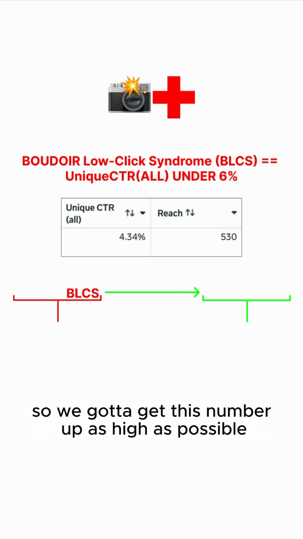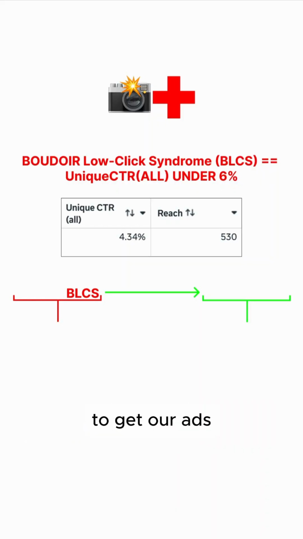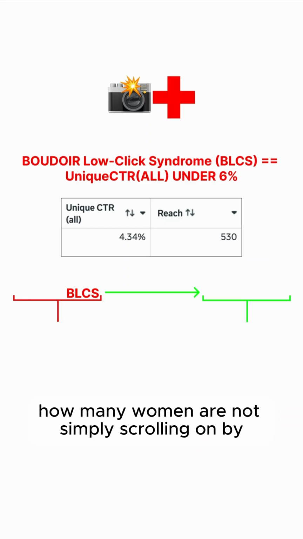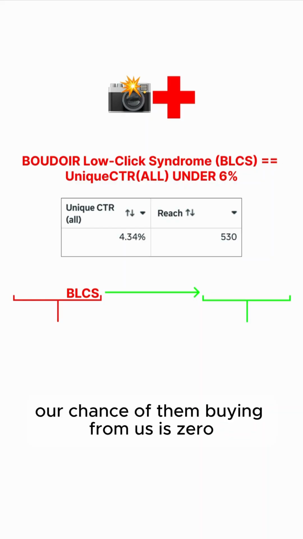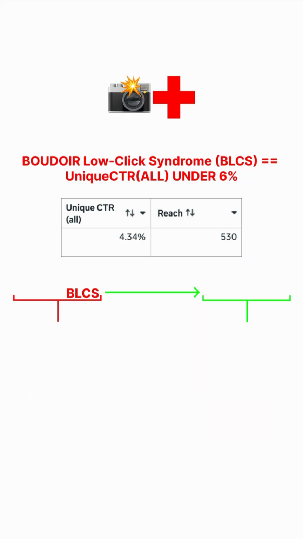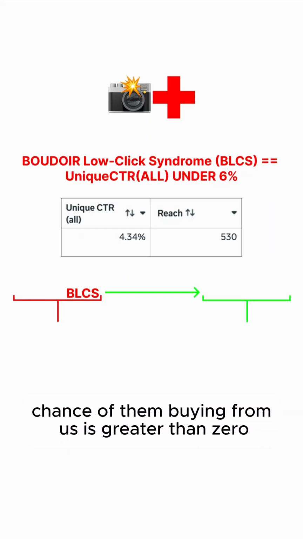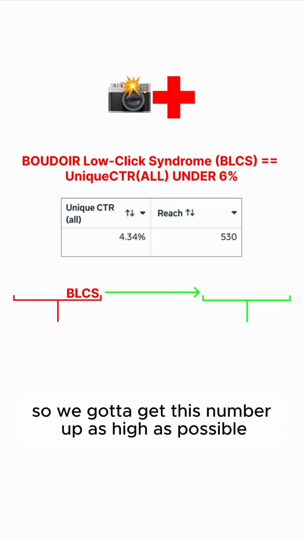So we've got to get this number up as high as possible to get our ads into the maximum number of women's brains, because basically this means how many women are not simply scrolling on by. If they simply scroll on by, our chance of them buying from us is zero. But if they click somewhere, the chance of them buying from us is greater than zero. So we've got to get this number up as high as possible.